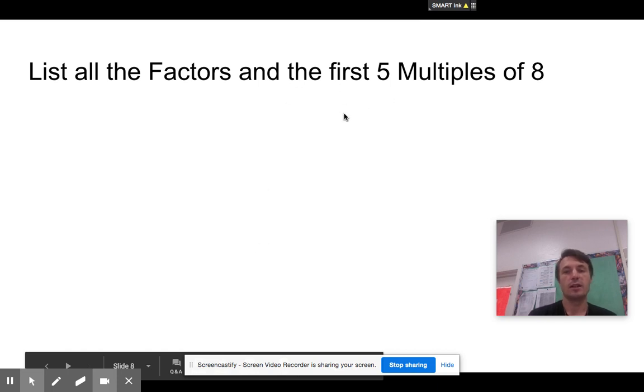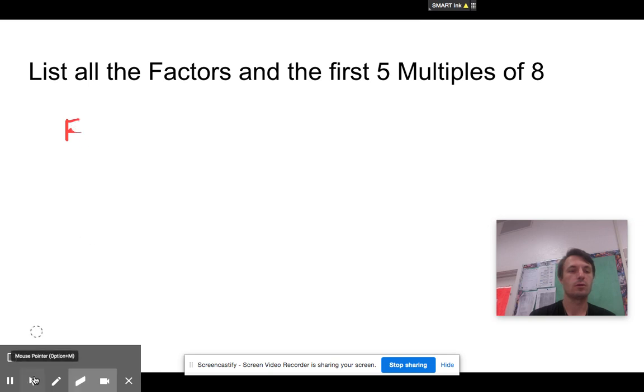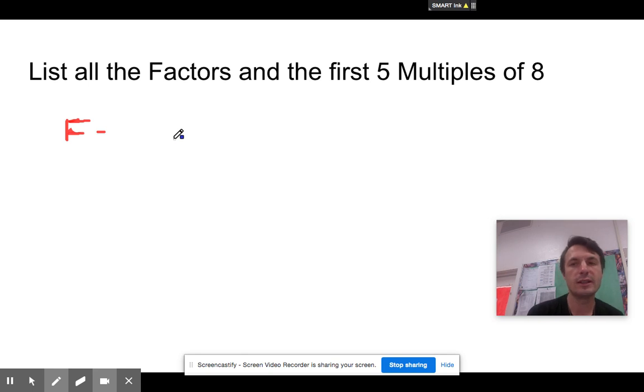Okay, let's do some more practice, this time with factors and multiples. It says list all the factors and the first 5 multiples of 8. Let's start by listing the factors. So we're just going to put an F there to show that we're listing factors. So we're going to list the factors of 8.